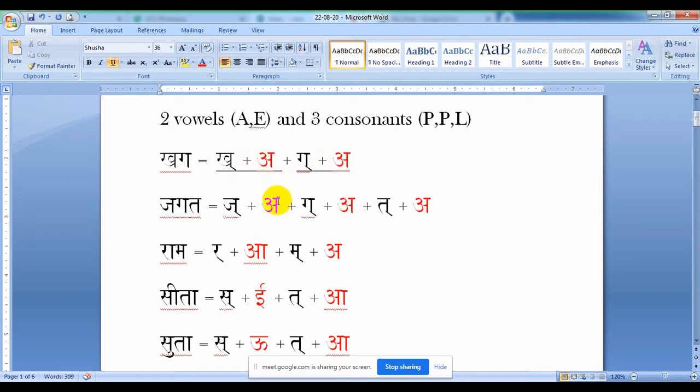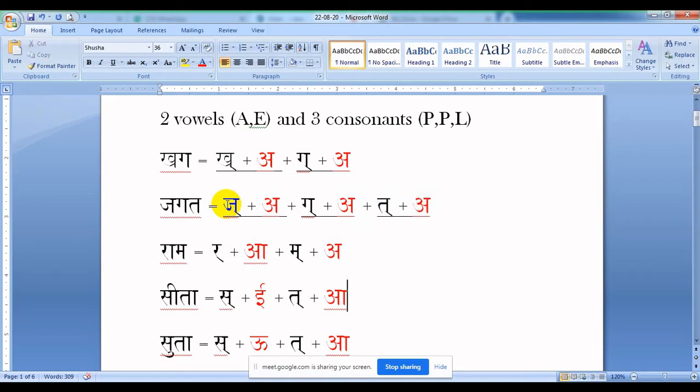I made all the vowels in red color, so you can understand. So kha, ga. Second one you can check here, ja, ga, ta. Here is a three letter word where you will see a at the end of every letter. Ja plus a, ja. Ga plus a, ga. Ta plus a, ta. Ja, ga, ta. Right, this is a three letter word in Sanskrit which we have disjoined into vowels and consonants.